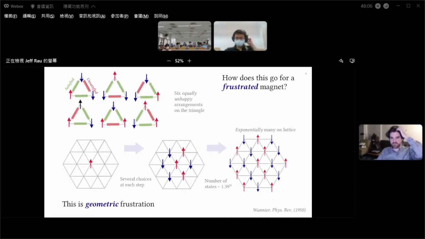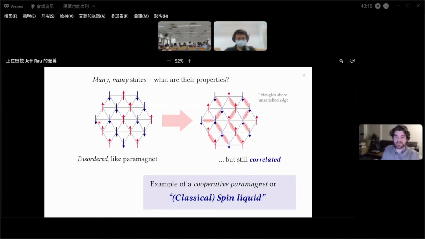Okay, and if you count these states, you'll find they actually grow exponentially in the number of spins. So this was actually worked out by Wannier, and it goes something like 1.4 to the power of the number of spins. So there's many, many of these states. And beyond there just being many, many competing states, they actually have interesting properties.